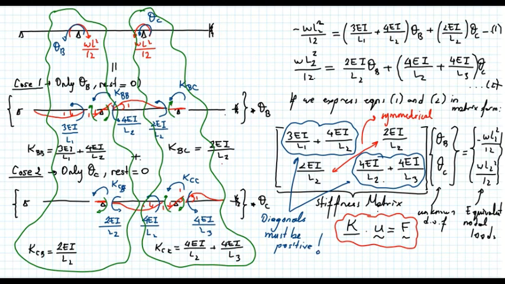Okay, so when we solve this system of equations, K times U equal to F, we will determine the values of theta B and theta C, and the rest is very straightforward. You can use the slope deflection equations to determine the member end forces.